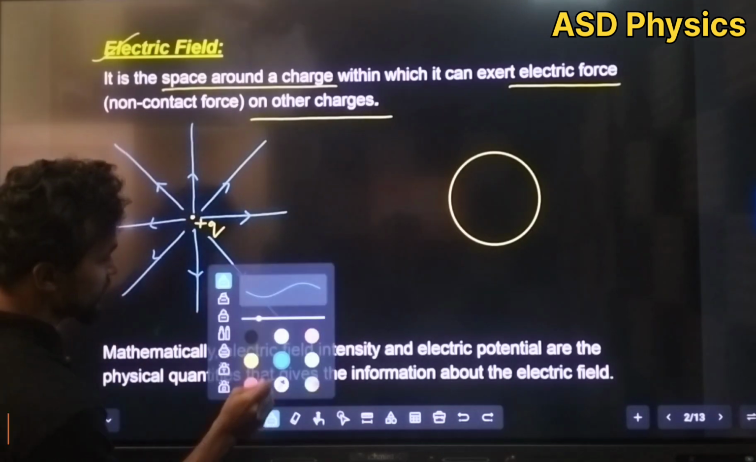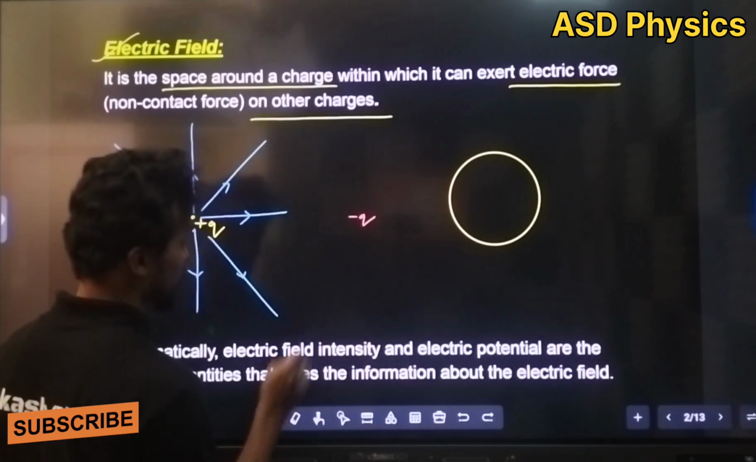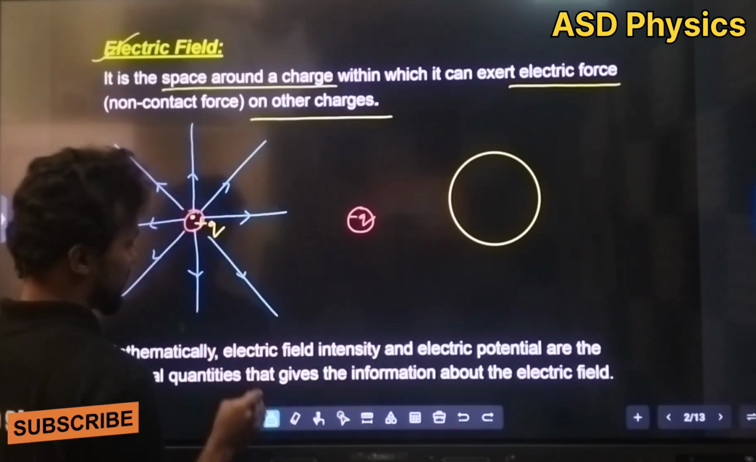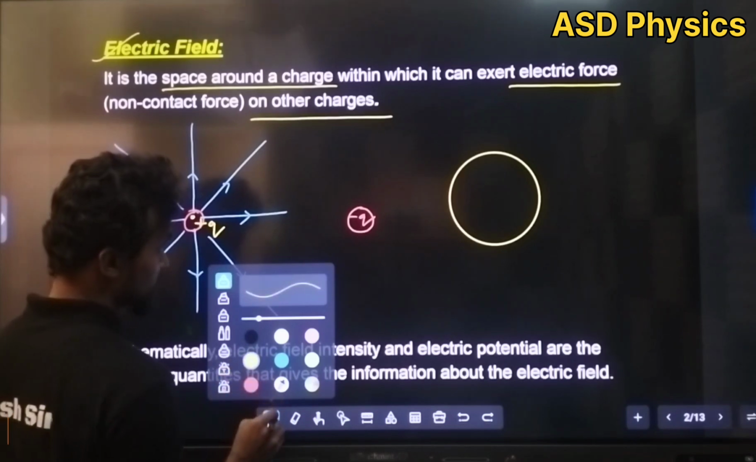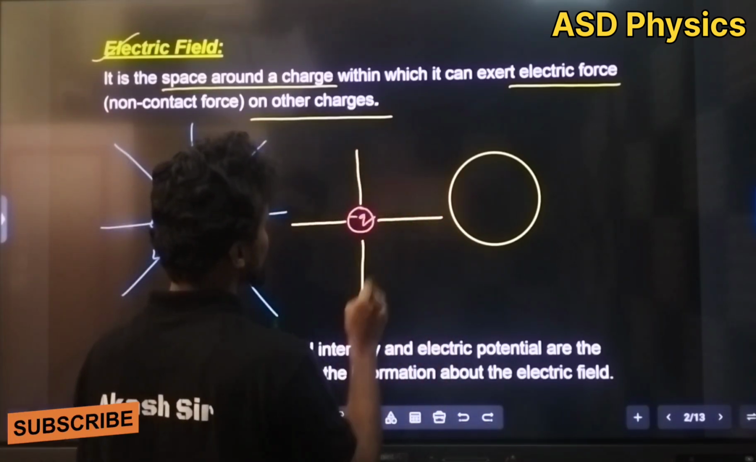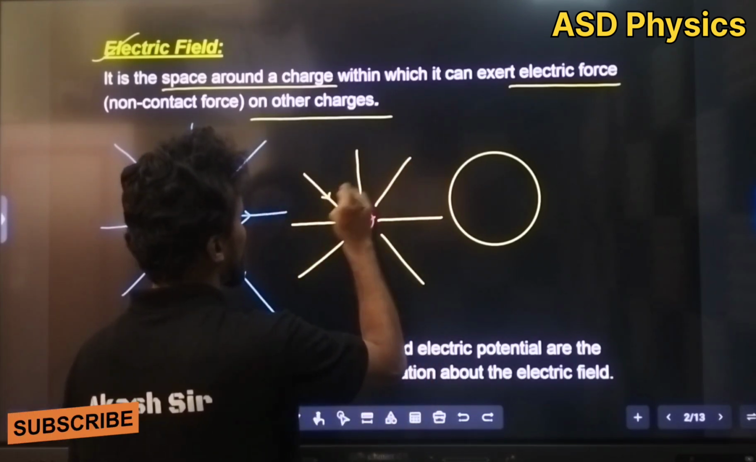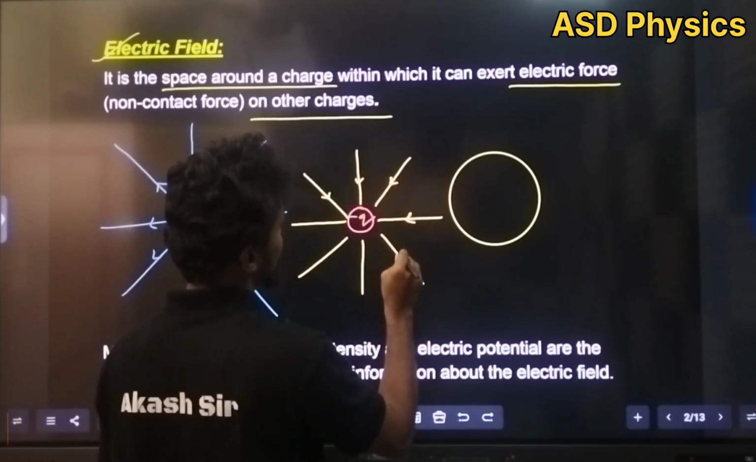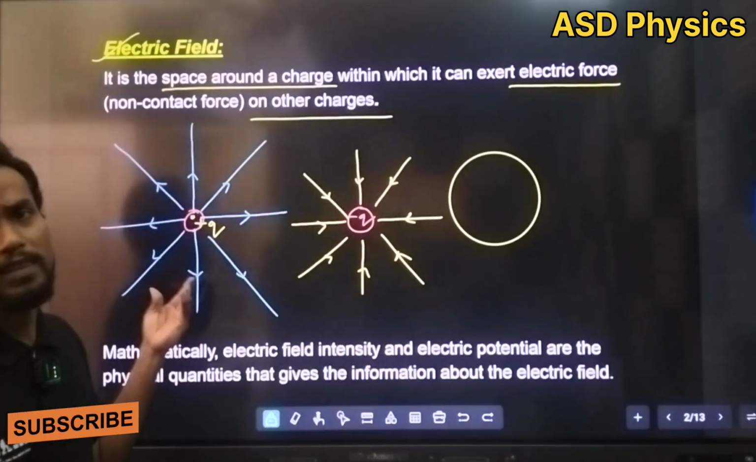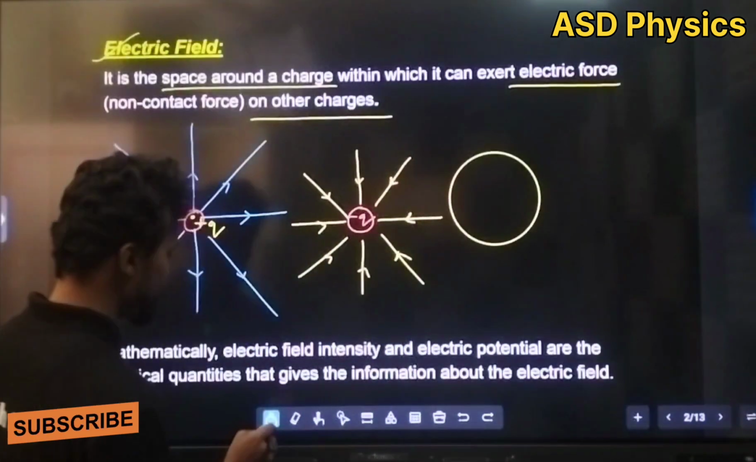Similarly, if this is the negative charge, for example this minus Q charge is there. Now this is the plus Q and here minus Q is there. So in case of minus Q, how to draw the electric field lines? Electric field lines will be like this, radially inward. Due to a positive charge, electric field lines are radially outward. Due to a negative charge, electric field lines are radially inward.